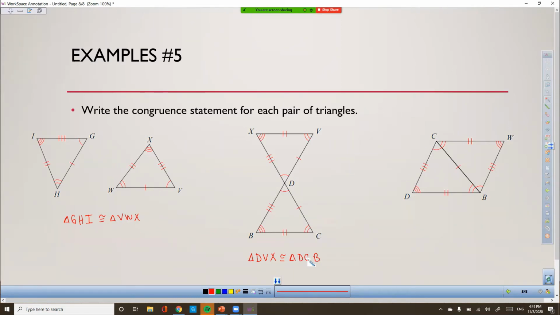And lastly here, again, we have two different triangles, and they want me to state my congruency statement. So let's start with this triangle here. The first letter will be C, the second letter will be B, and the third letter will be D. So triangle CBD is congruent to, and again, for this triangle, the first angle has to be B, the second letter has to be C, and the third letter has to be W. And so that right there is my congruency statement for this pair of congruent triangles. Triangle CBD is congruent to triangle BCW.